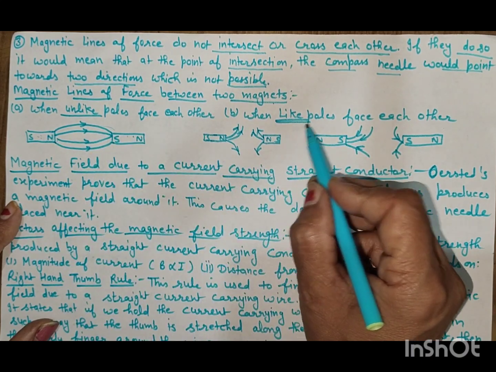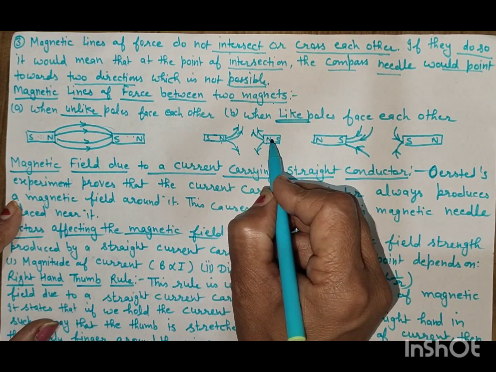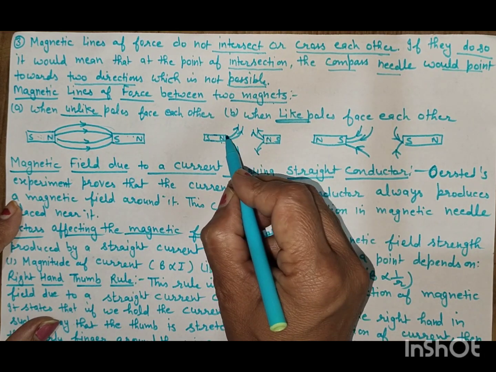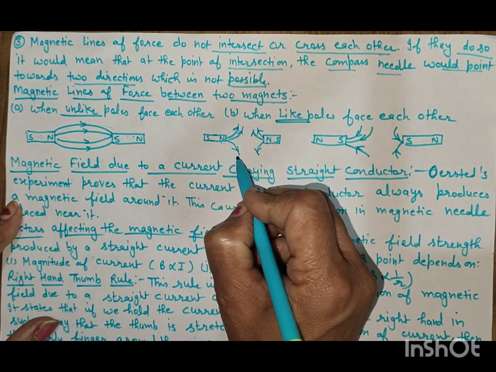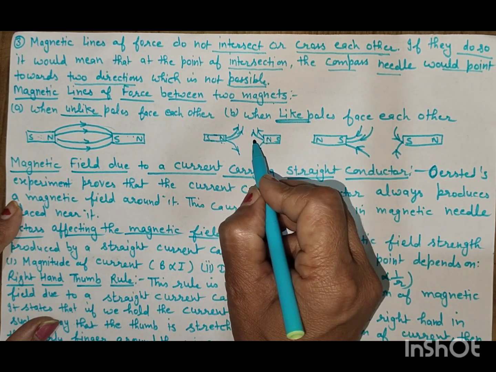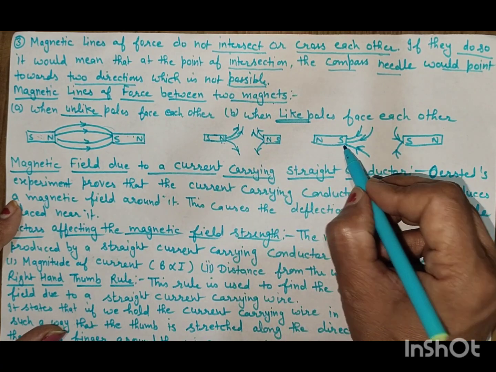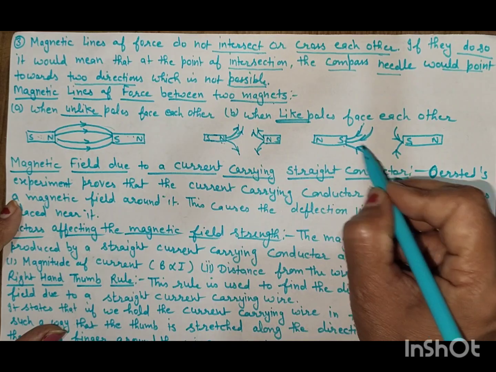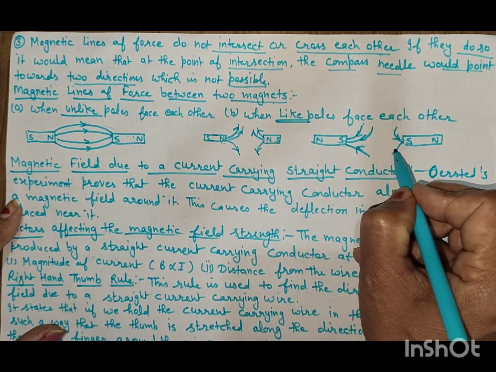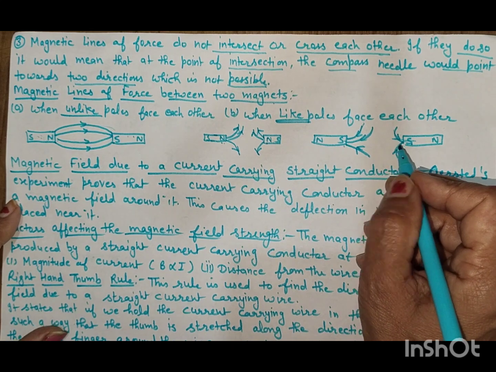But when like poles face each other, if north faces north, then the magnetic lines of force move from the north to the opposite side, and this shows the force of repulsion. If the south poles are facing, then the magnetic lines of force move towards the south inside the bar magnet, and they also show the force of repulsion.